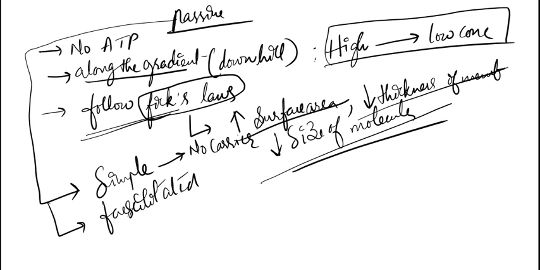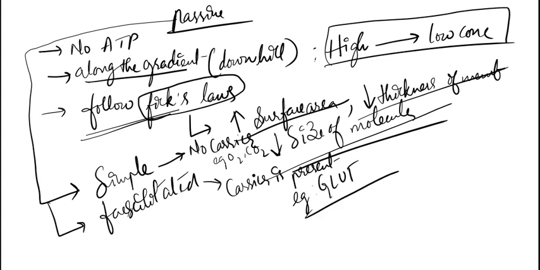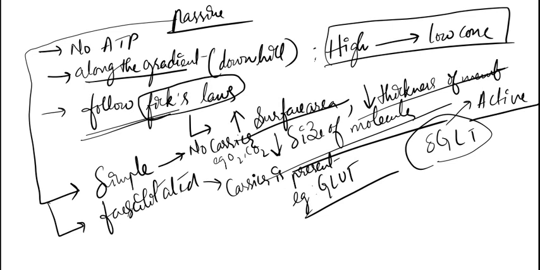Example, anyone? Oxygen and carbon dioxide transport. But in facilitated diffusion, a carrier is present, or a carrier should be there. What is an example? Glucose transporter. So remember, SGLT is a transporter which performs its function through an active process, but GLUT, the glucose transporter, performs its function through a passive process. Remember this difference.